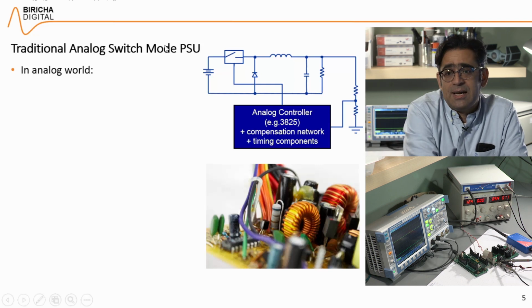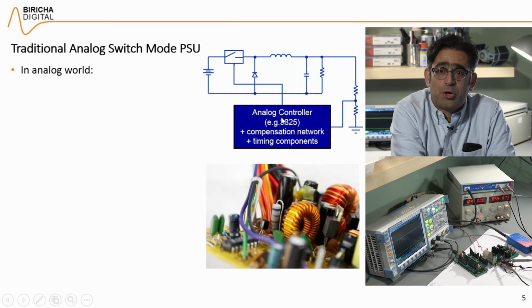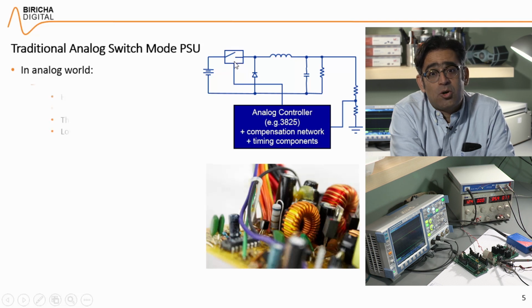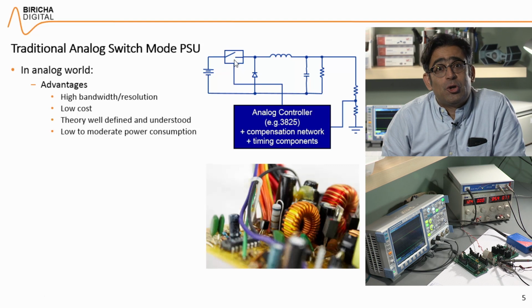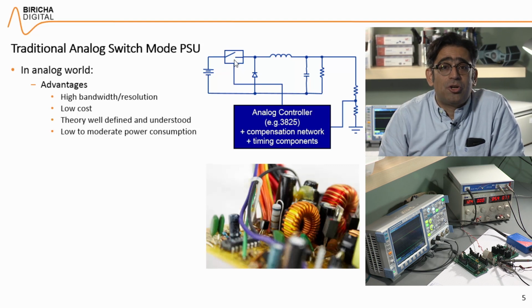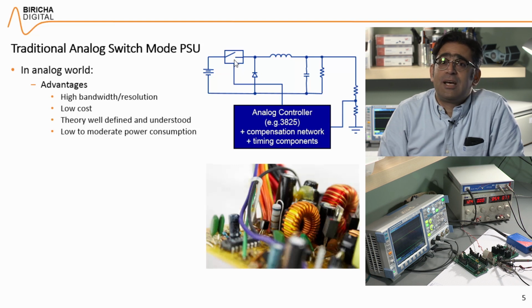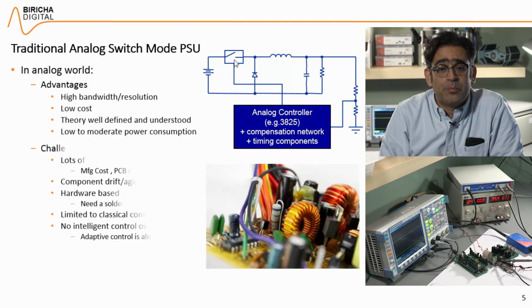What you can see here is an analog power supply. Around here you've got the power stage, then you've got an analog controller which controls the PWM switch, which is around here. Now, in analog world, we have got the advantages of high bandwidth, high resolution, you've got low cost. The theory is really well understood. There are lots of application notes and books and lots of good videos. There are a lot of experts out there that can help you.